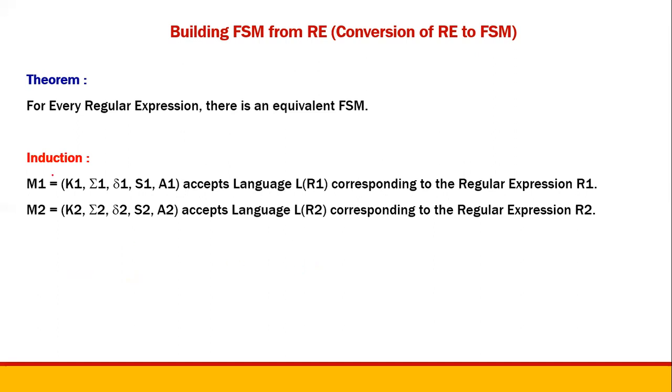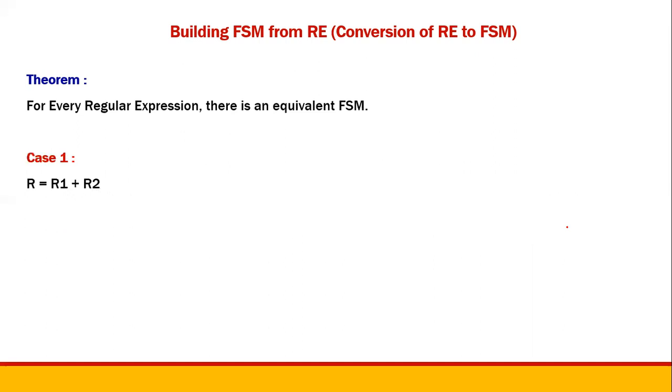Let's take two machines, M1 and M2, which are accepting the languages of the regular expressions R1 and R2 respectively. That means M1 accepts the regular expression R1 and the machine M2 is accepting the regular expression R2. We will have to work on three cases, that is the three operators: plus, dot and star. Let's move on with the first case.